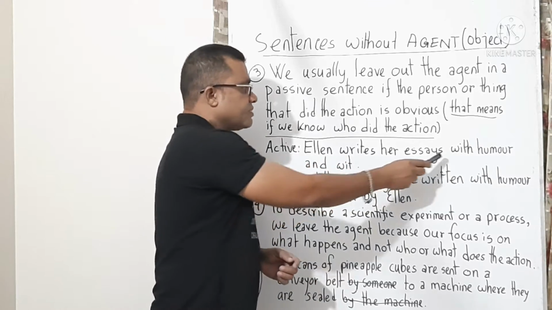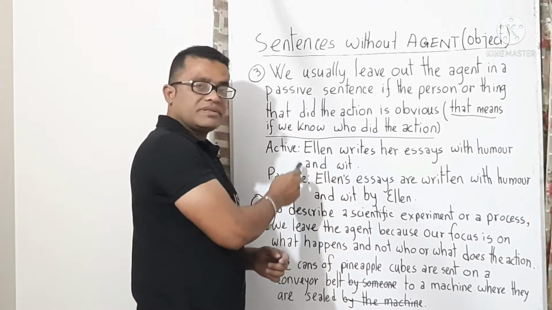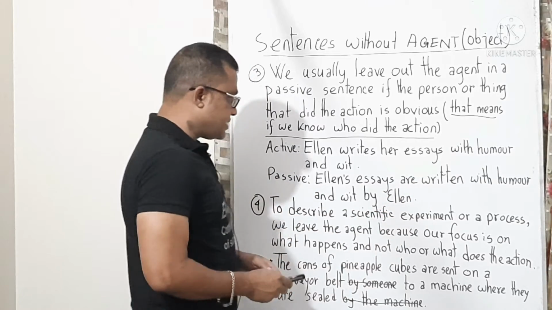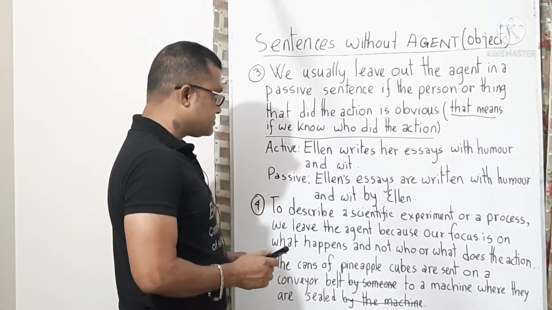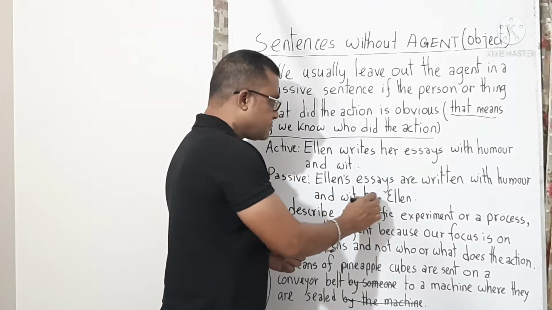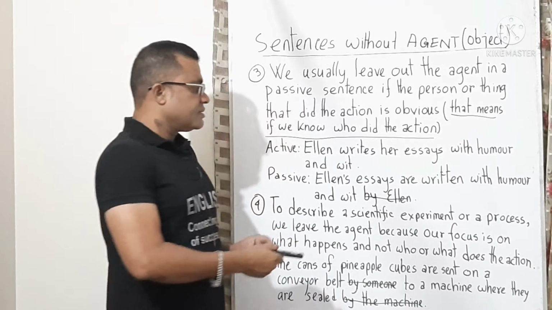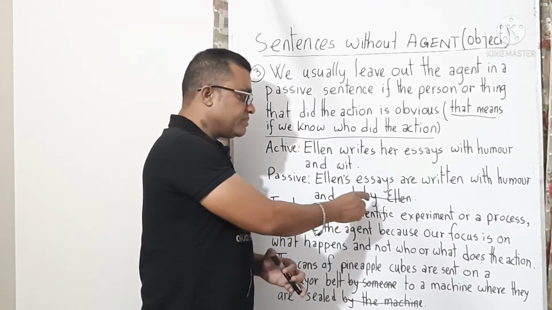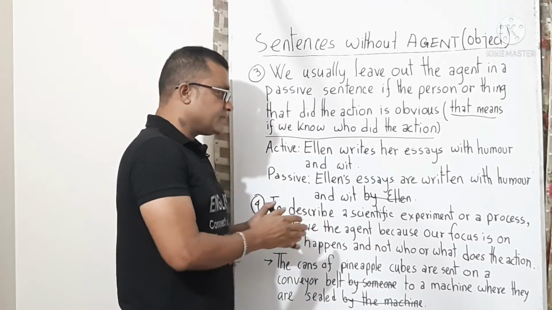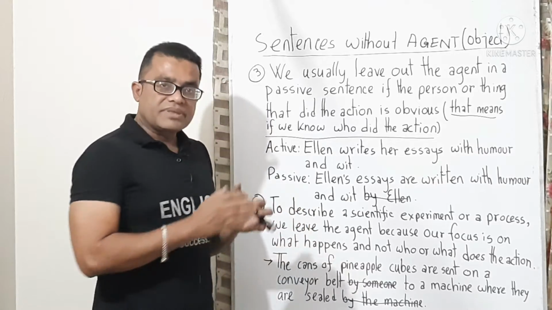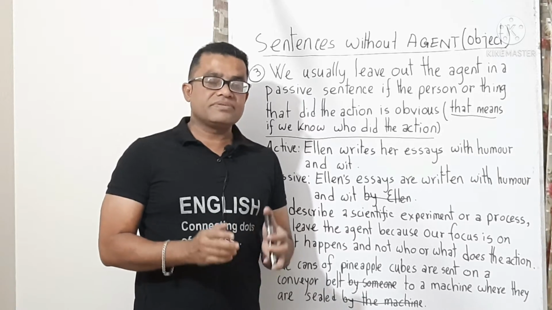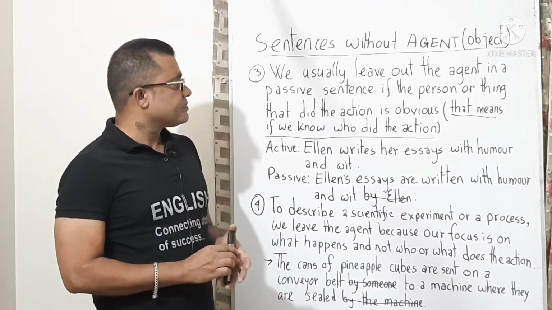Ellen writes her essays with humor and wit. This is active sentence, passive. Ellen's essays are written with humor and wit by Ellen. Here, it would be a problem if we do not write by Ellen, because Ellen's essays are written with humor and wit. Ellen writes it. As we know the subject or as we know the agent specifically, so we can leave it out.